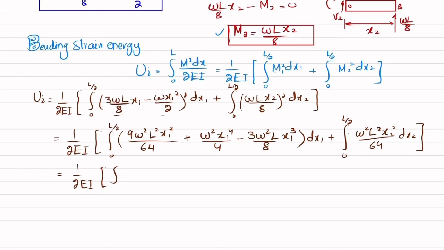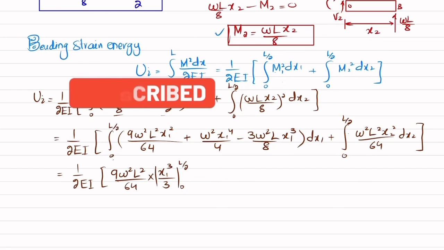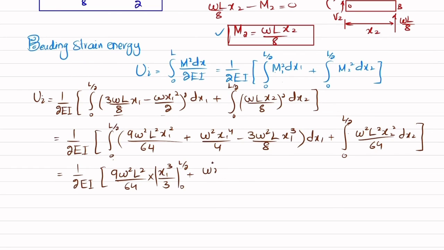the integral from 0 to L by 2 of 9w squared. Okay, so you can just skip this step. You can directly take the integral of x1 squared into dx1. So it will be equal to 9w squared L squared over 64 multiplied by x1 cubed over 3, and the limit will be from 0 to L by 2. Similarly, it will be equal to w squared x1 to the power 5 divided by 4 multiplied by 5, which will be 20, minus 3, and the limit will be 0 to L by 2.